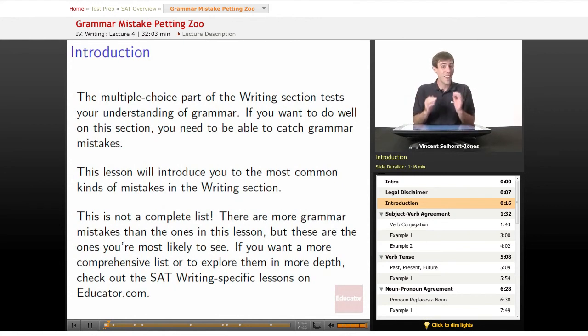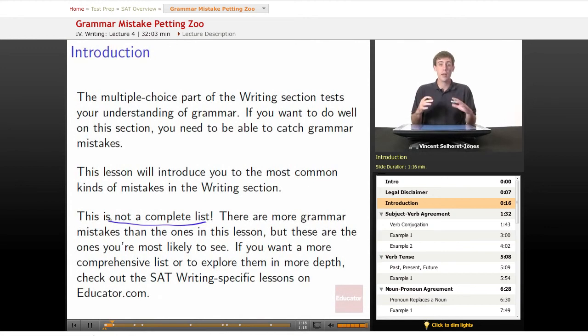But remember, this is not a complete list. There are more grammar mistakes out there that can be on the SAT. So this lesson won't show you every single kind that you'll see, but these are the ones that you're most likely to see. These will make up the majority of them. If you want a more comprehensive list or to explore any of these things in depth and really understand what's going on with the grammar and get a better, deeper understanding so you can catch the mistakes more easily, if you have difficulty with grammar and want to brush up on any of those skills, these would be all good reasons to check out the SAT writing specific lessons on Educator.com.